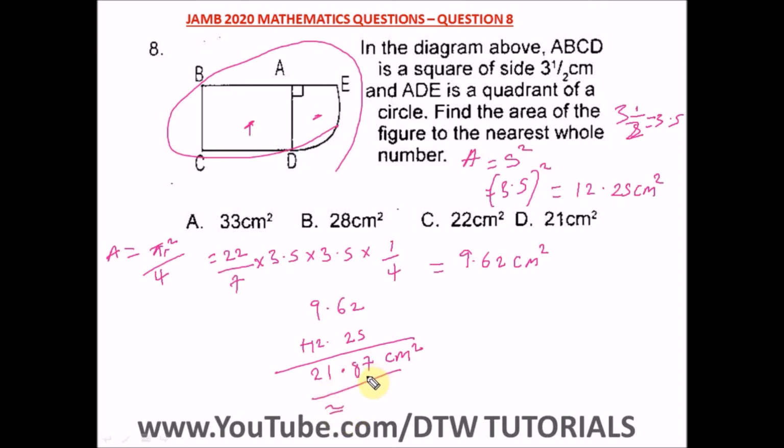And if we are to approximate this, don't forget this is more than 5, we cancel it, add 1, this is giving us 21.9, more than 5, we cancel it, add 1, so we have 22 centimeters squared, which is our C.